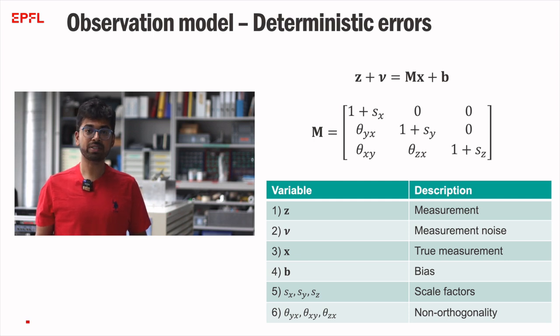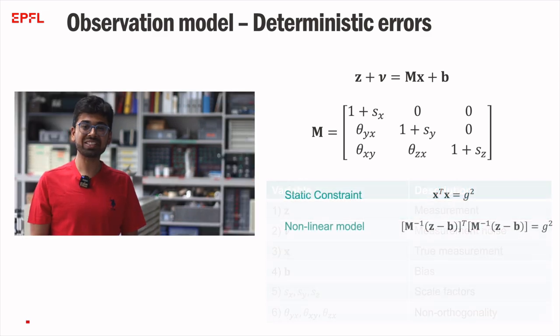Here, Z represents the measurement, X is the ground truth, which is typically unknown, B represents the bias, and M is a lower triangular matrix having the terms associated with the scale factors and the non-orthogonality. To solve this system for deterministic errors, a static constraint is used.